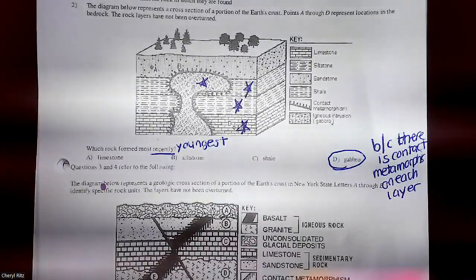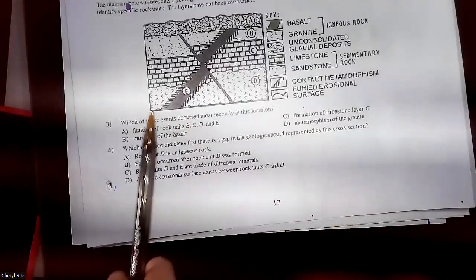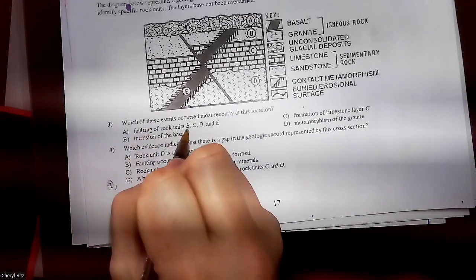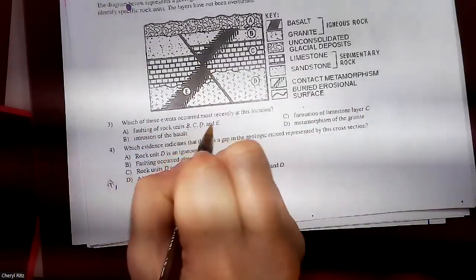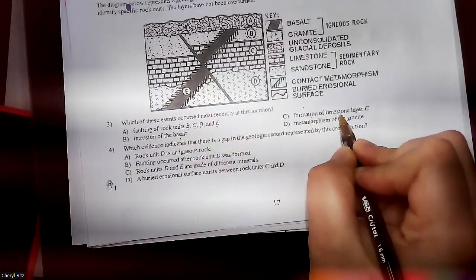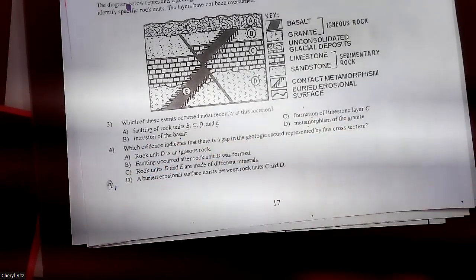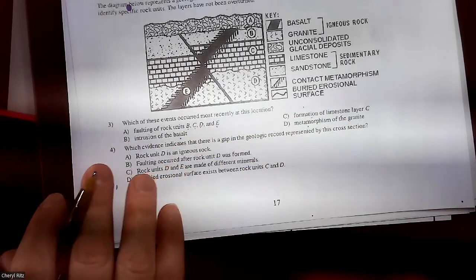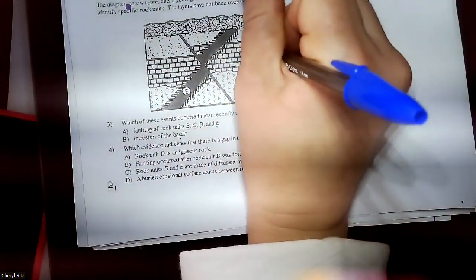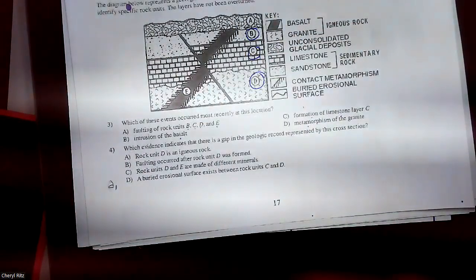Which of these events occurred most recently at this location? Again, you could just look at the diagram, but I think it's easier to narrow it down by looking at the answers first. The faulting of rock layers B, C, D, and E. The intrusion of the basalt, the formation of the limestone layer, or the metamorphism of the granite. Let's go through process of elimination. The first one says the faulting of B, C, and D. Was that fairly recent?